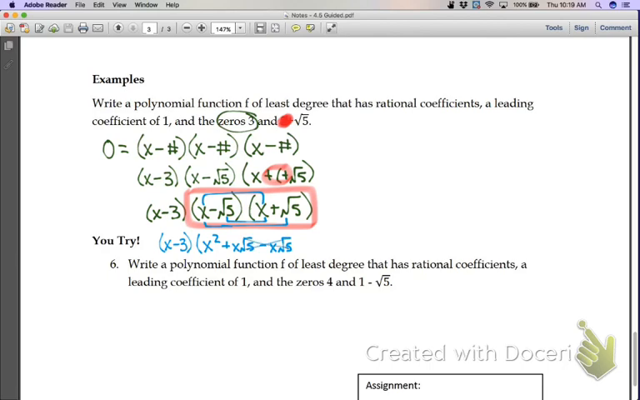What's the negative square root of 5 times the positive square root of 5? Negative and positive are negative. What's the square root of 5 times the square root of 5? Square root of 25. What's the square root of 25? 5. So really all this boils down to x minus 3 times x squared minus 5.